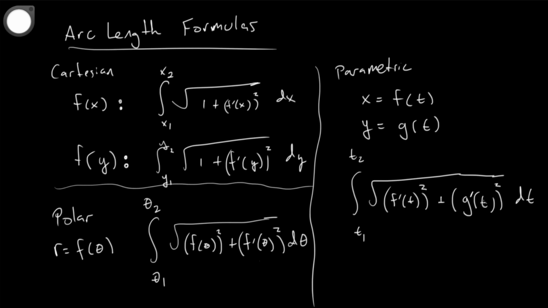I'm not going to make you watch any more examples. One example I think is enough. We did a polar one. And you just need to know the different forms, right? If you're given a function of x, this is the formula that you use. If you're given a function of y, it's pretty much the same thing. You're just using the function of y.